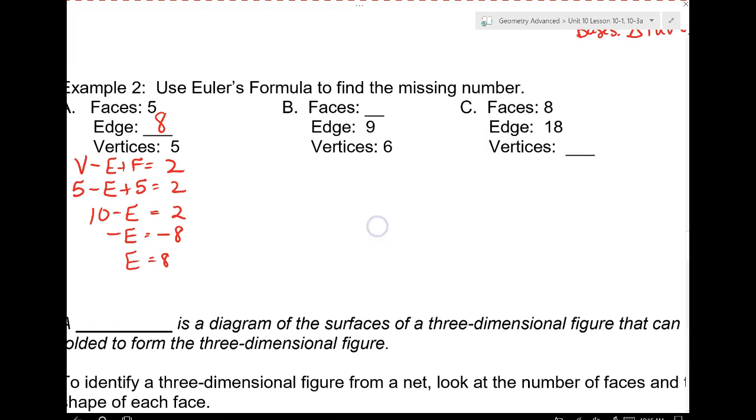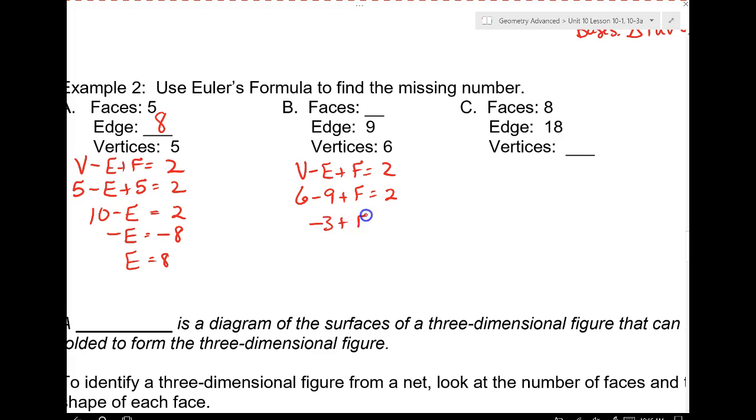All right, so again, we're now looking for missing faces. So we got vertices minus edges plus faces equals 2. Plug and chug what you know. So I got 6 minus 9 plus F is equal to 2. Now, this is so funny because people are working with polyhedron. Right now, if I combine like terms, you guys agree with me, I get a negative 3.